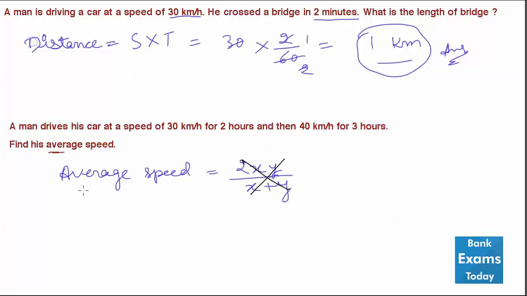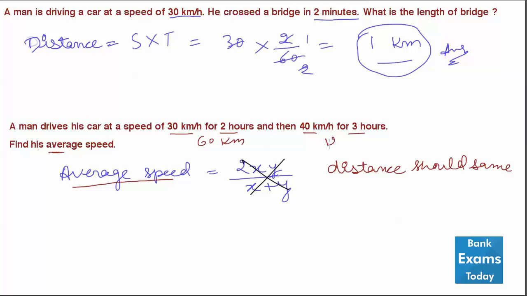Why? Because the condition to apply the average speed formula was the distance should be same. But in this case, the person is driving for 30 kilometer per hour for 2 hours, and that is 60 kilometers, and then 40 kilometers per hour for 3 hours, and that is 120 kilometers. So the distance is different, so we can't apply this formula.